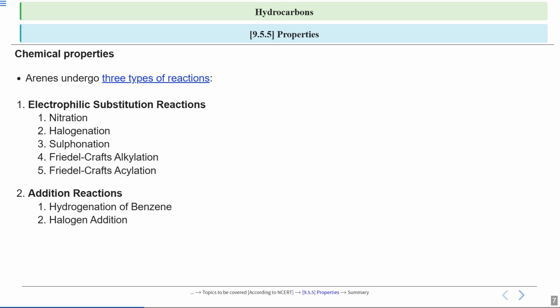Halogen addition is another example. In this reaction, halogen atoms are added directly to the benzene ring, breaking its aromaticity. This is less common and usually requires some special conditions, but it is important to know that it can happen. Lastly, we have combustion, which is basically reaction with oxygen.